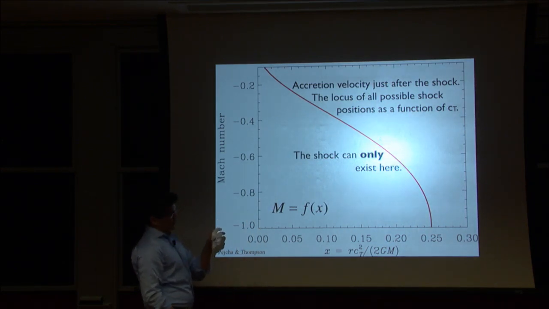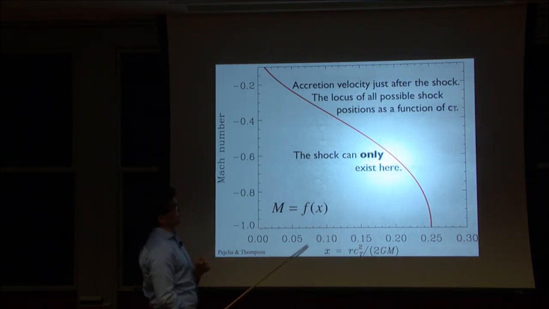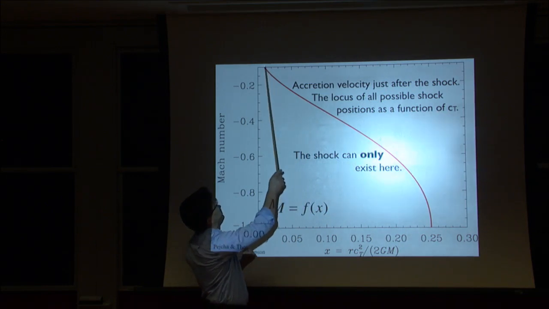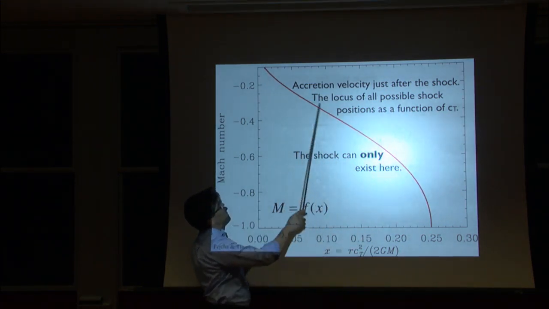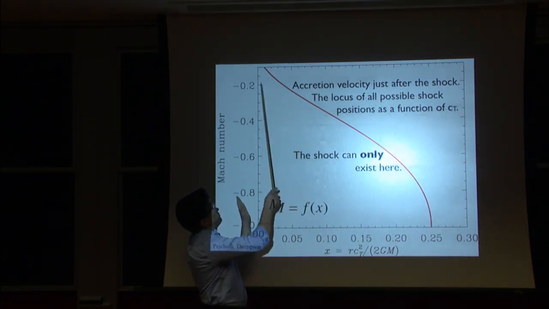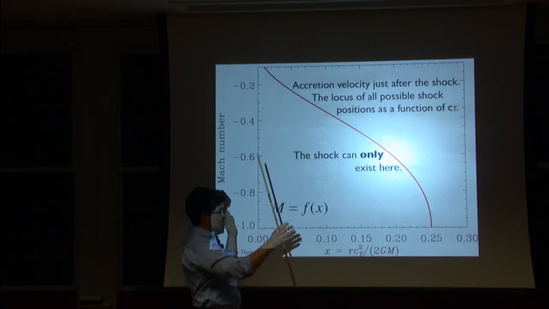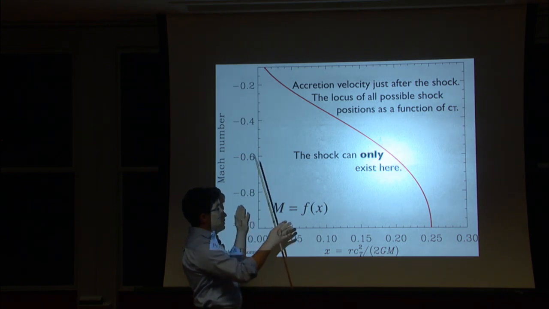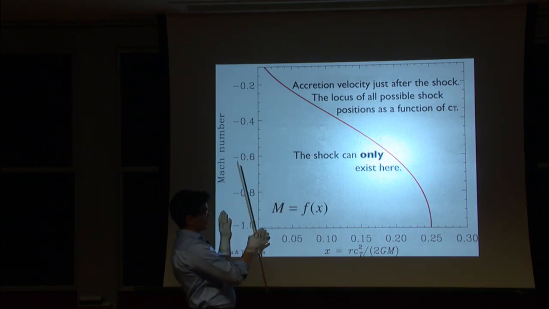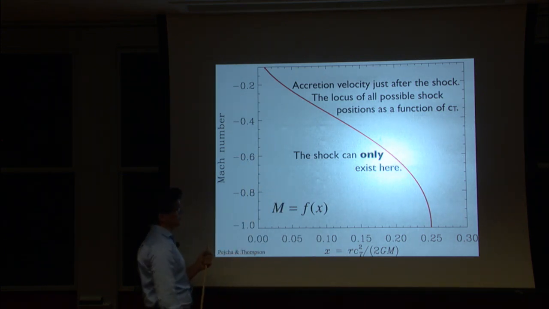And what you find, if you write down the shock jump conditions, is that the shock can only exist along this one locus in space. That is, the accretion velocity just after the shock has to be on this locus. Everything falls into some radius, then there's a shock. Then in the post-shock medium, there's a specified version of c_T.